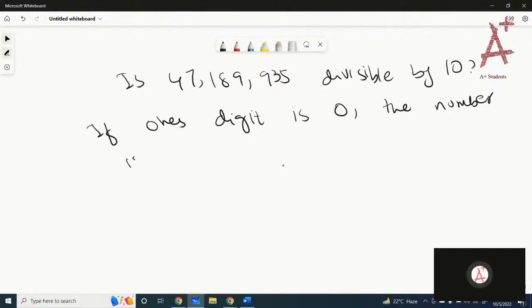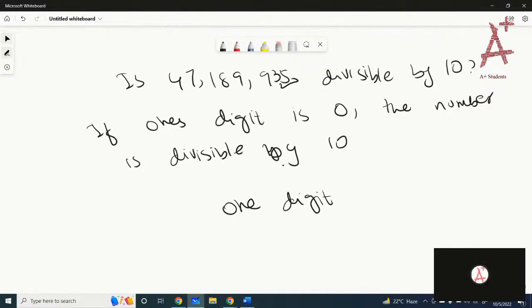The number is divisible by 10. Okay, see the ones digit here. The ones digit is 5. That means no, the number is not divisible by 10. Got it? The number is not divisible by 10.